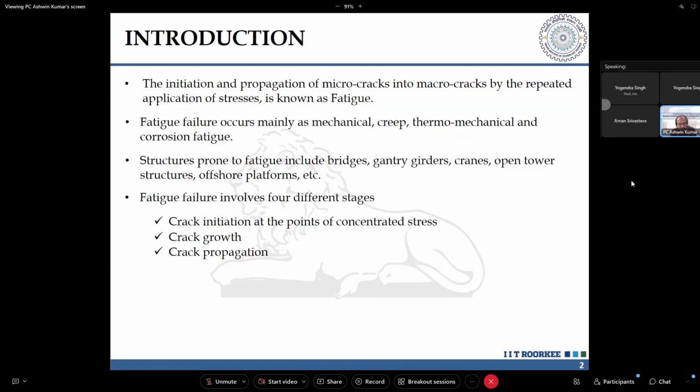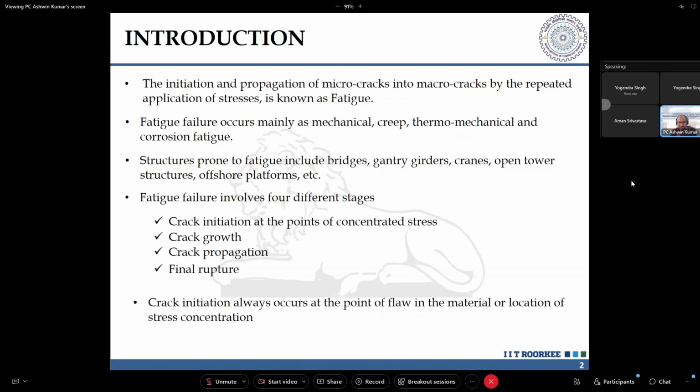It will propagate in the material itself, with the final fracture happening in the material, which ends the fatigue phenomenon. So cyclic load can cause crack initiation, the crack grows, propagates, and then final rupture happens. And the crack initiation always occurs at a point of flaw in the material or a location of stress concentration.